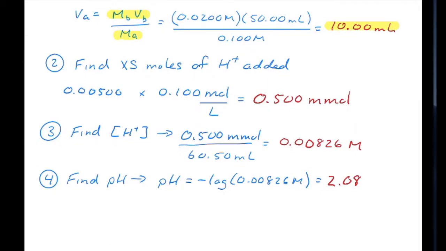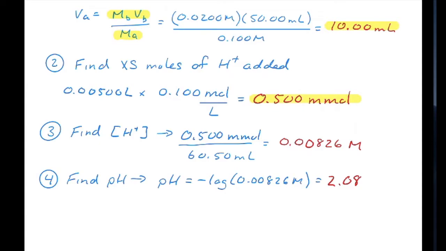So the next step is to find the excess number of moles of H+ that have been added. We know 10 milliliters of acid gets us to the equivalence point, and another half a milliliter is excess. So we can determine the moles of excess by taking that volume and multiplying it by the concentration of the acid, and that gives us half a millimole.